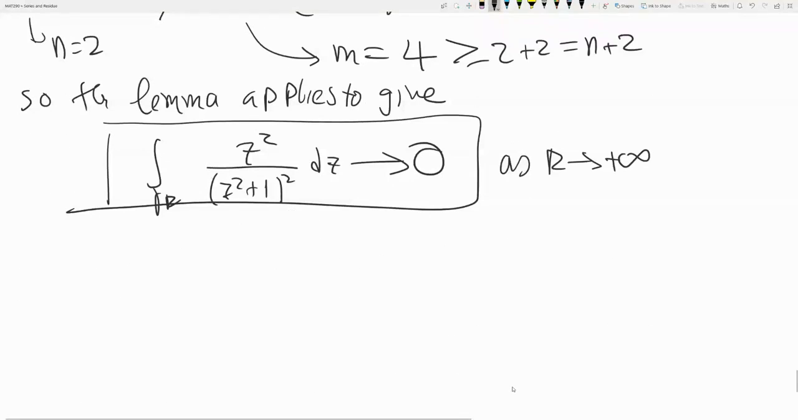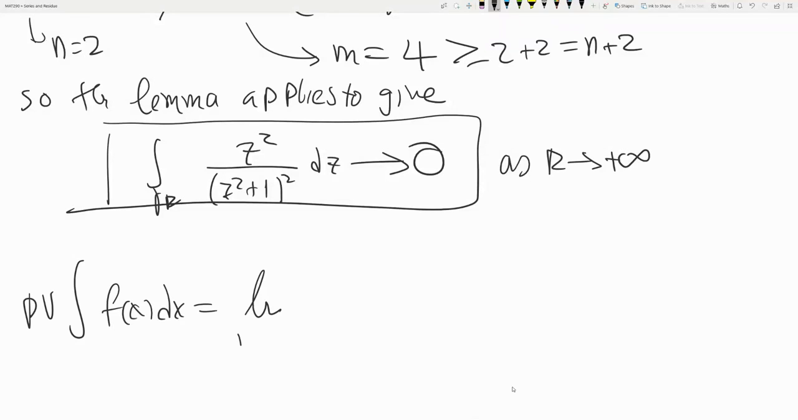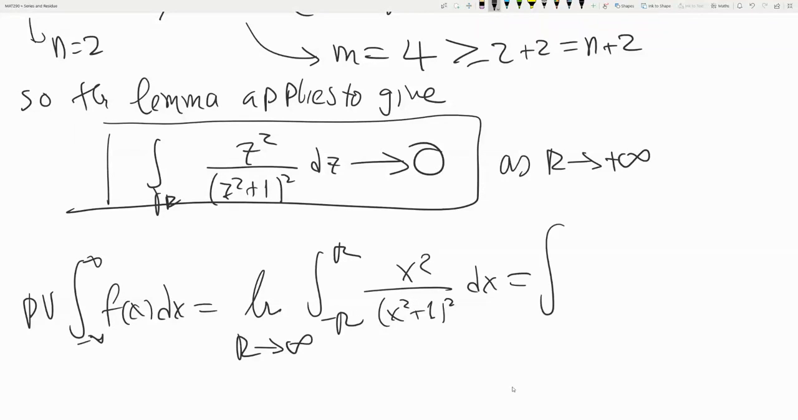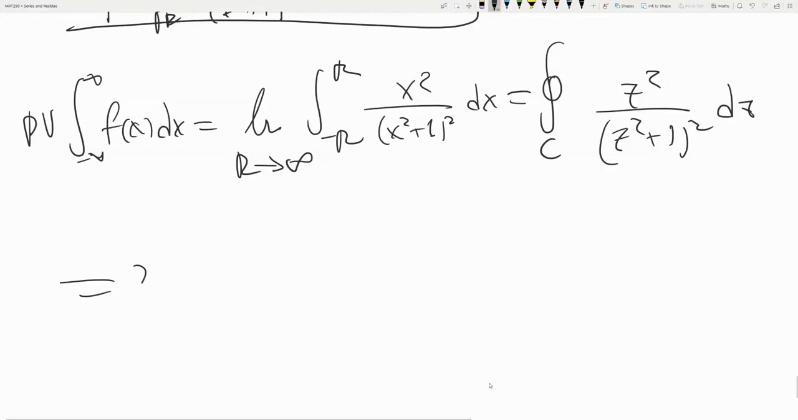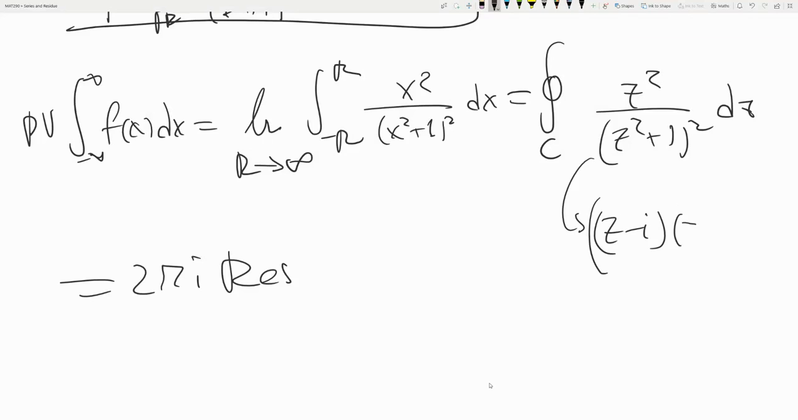Now what you have is the principal value of your integral of f of x. Okay, and now we have to do residue, and that's it. So we have this contour c, z squared over (z squared plus 1) squared dz. Okay, so let's do residue. So 2 pi i times the residue of what? So we have to find the poles. Let's factor this. So we have (z minus i) squared, let me write inside. So the poles are minus i and plus i.